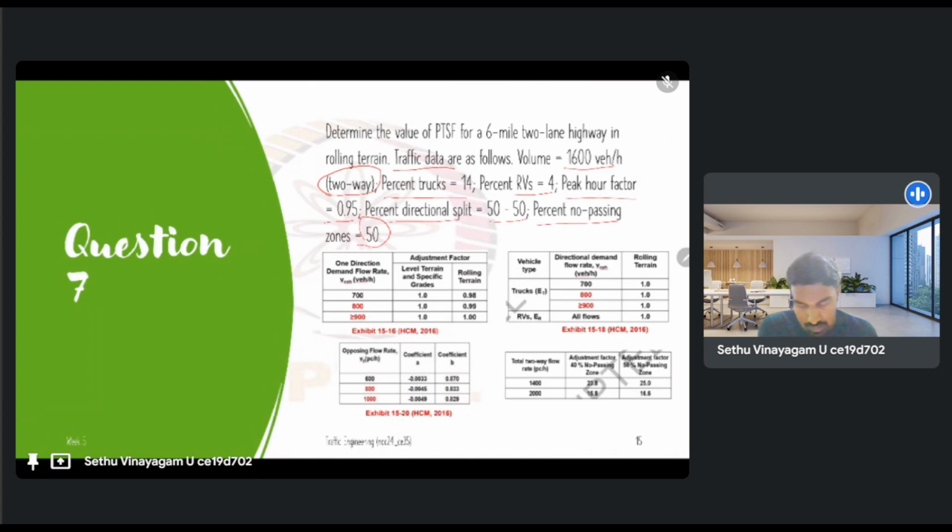Using this, we have to calculate the PTSF value, and we have some tables given from the HCM manual for calculating the adjustment factors that we will need. We have the adjustment factor for the terrain and grades, and also PCU values for trucks and recreational vehicles. Then we'll need to calculate the base PTSF. For that, the equation requires A and B, so that table, as well as the adjustment factor for no passing. Okay, so let's see how to solve this problem.